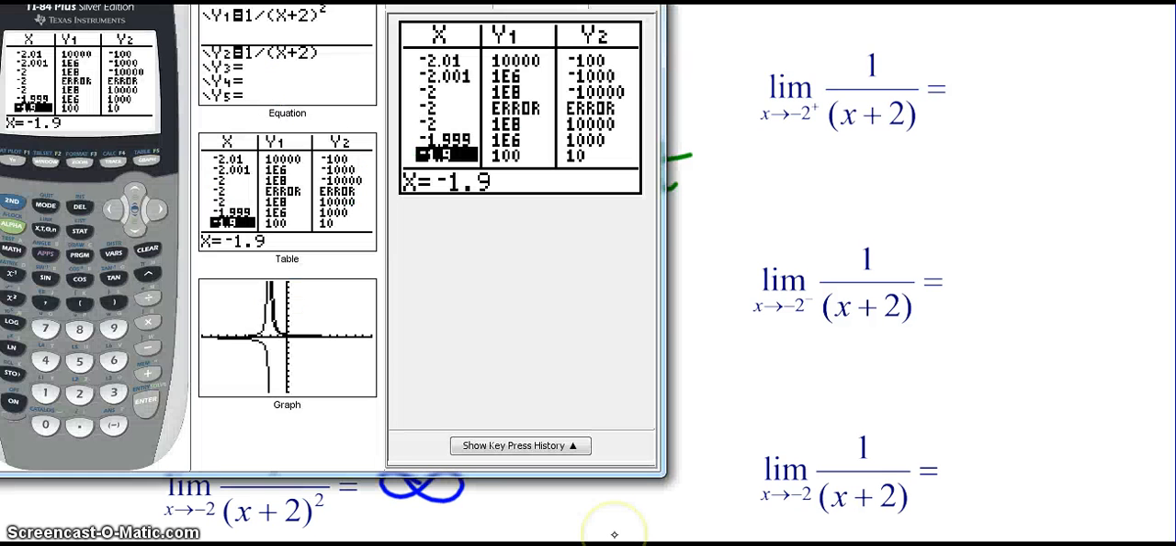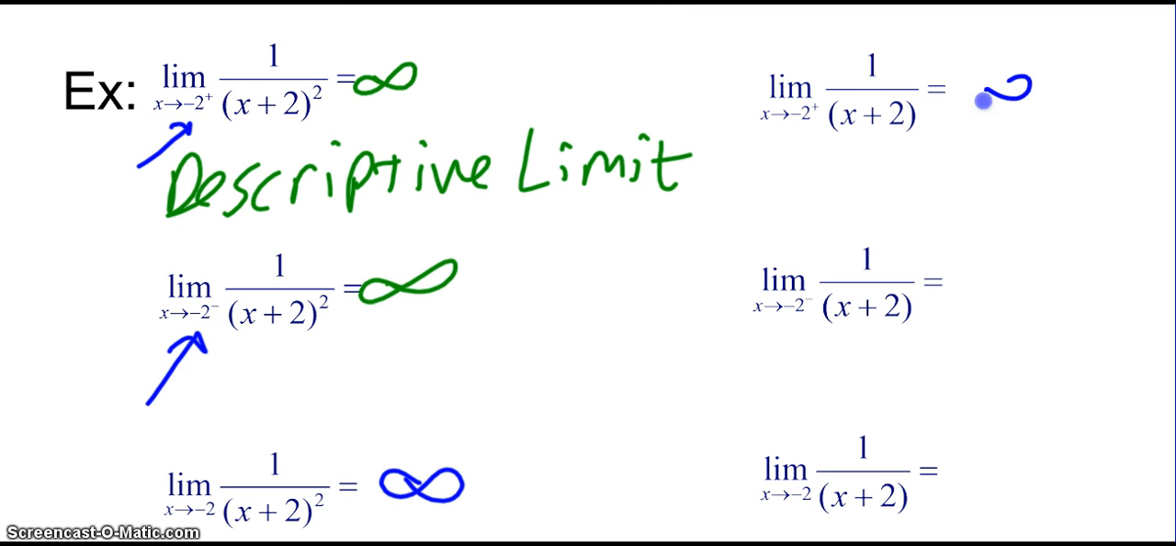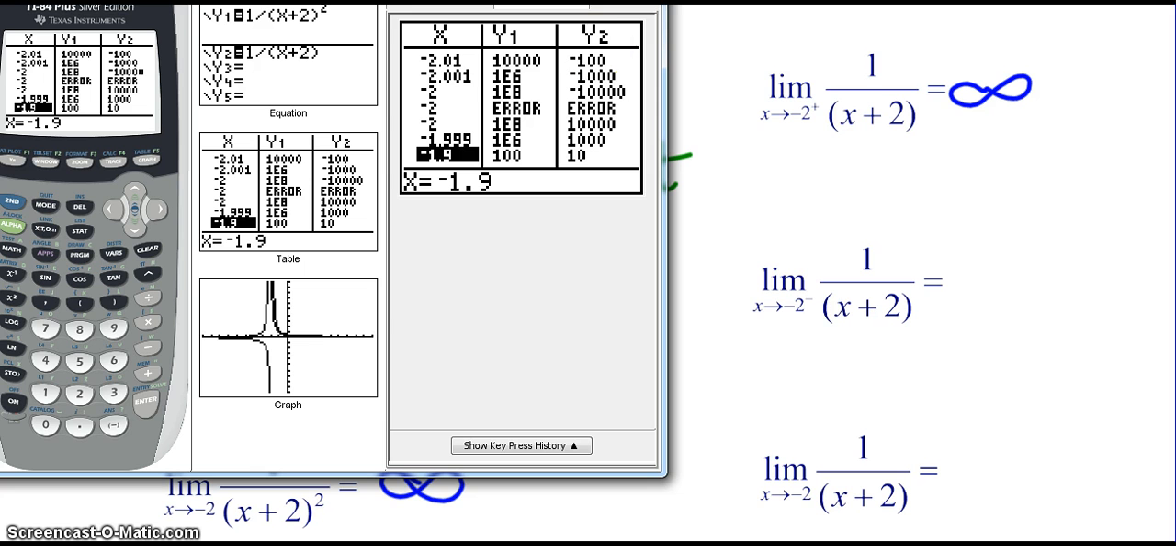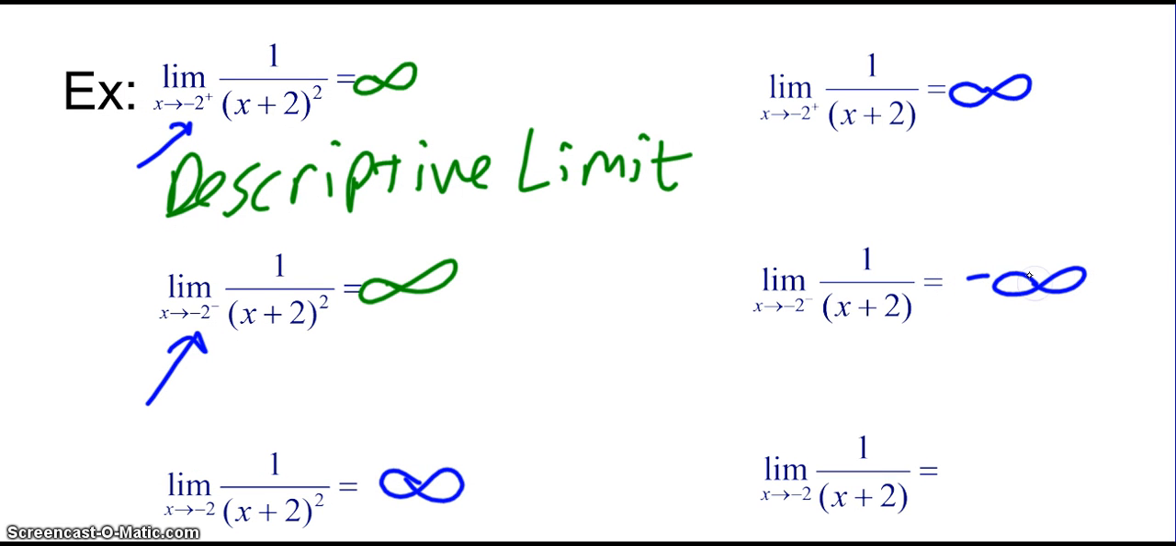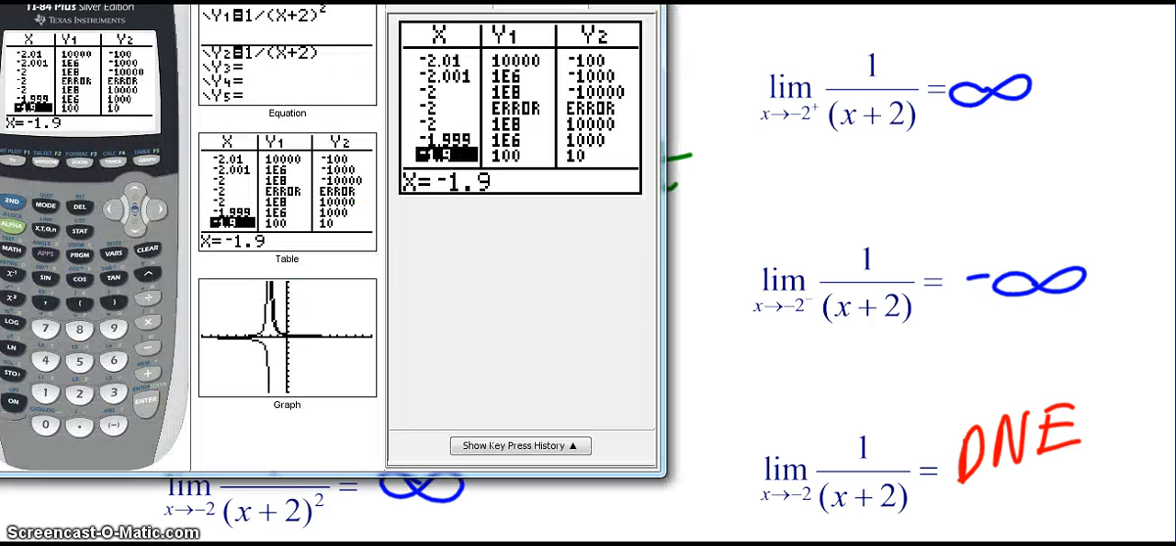Let's look at what happens on the y2. So on y2, as I'm approaching negative 2 from the right, the values are going to infinity. So this here is going to be infinity. As I approach negative 2 from the left, the values are going down, and they're going down very quickly, so that's going to be negative infinity. Therefore, since these are not approaching the same from both sides, the limit as x goes to negative 2 does not exist.